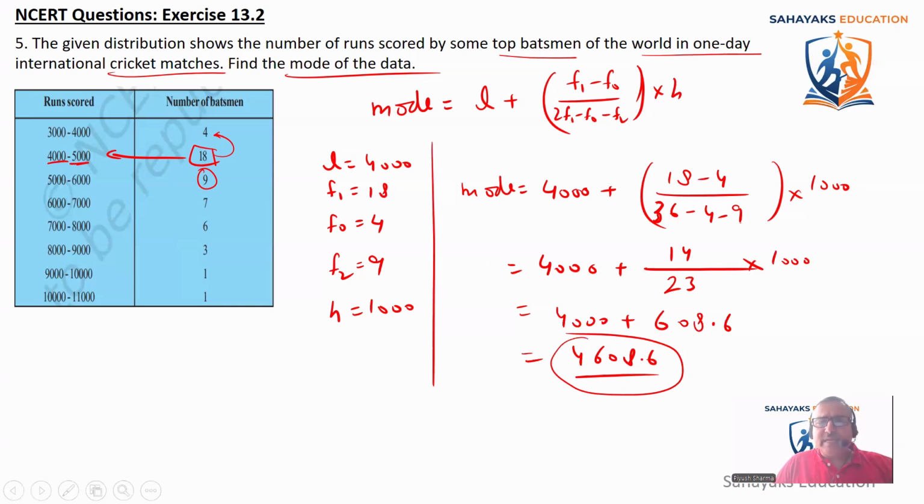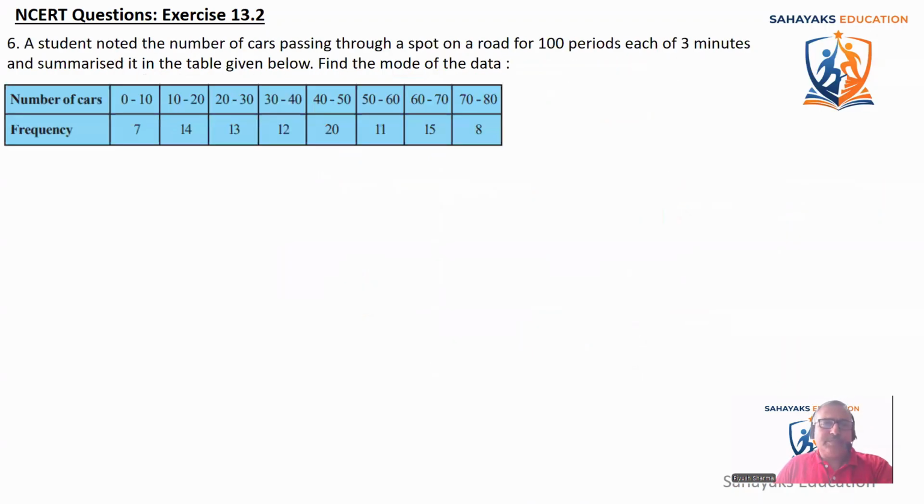For mean, we had some mechanism, but for mode and median, it is a straightforward thing which we can directly compute. Okay, now again, a question. A student noted the number of cars passing through a spot on a road for 100 periods, each of 3 minutes, and summarized in the given table. So he has made this table. Find the mode of the data.